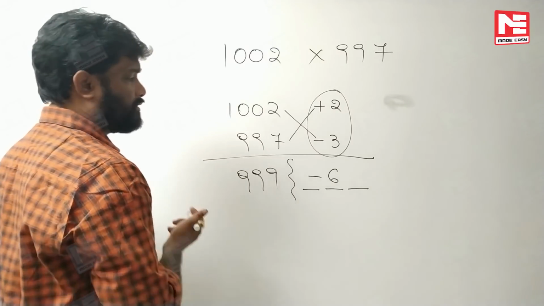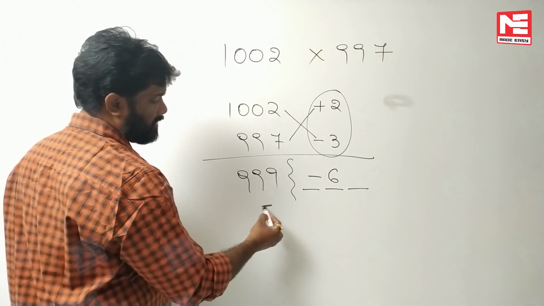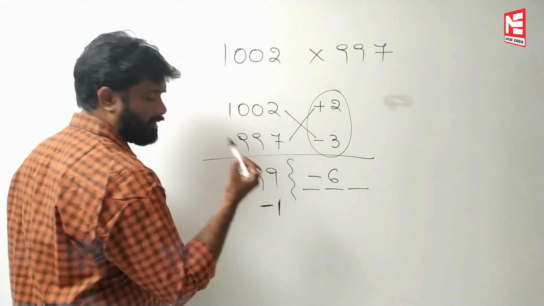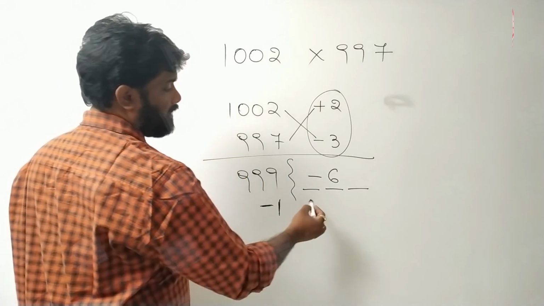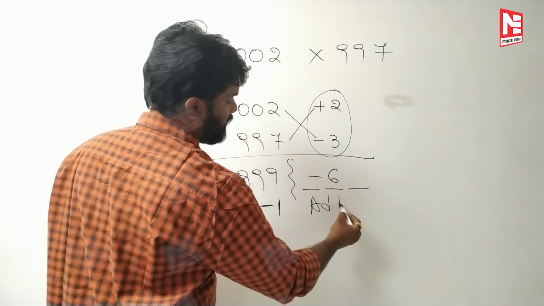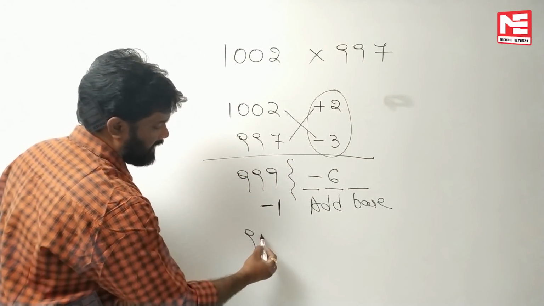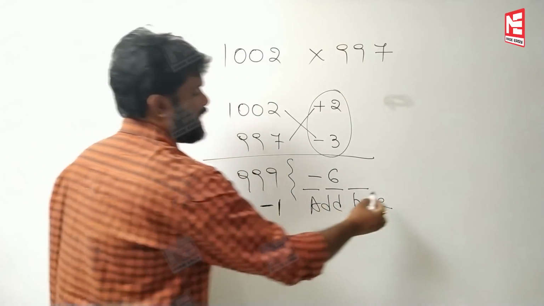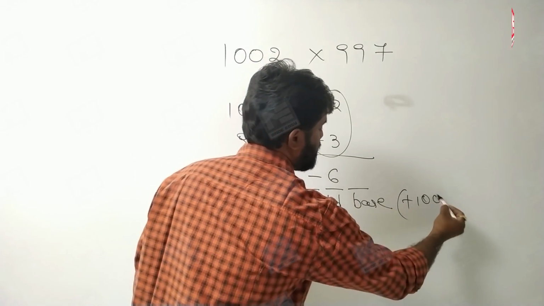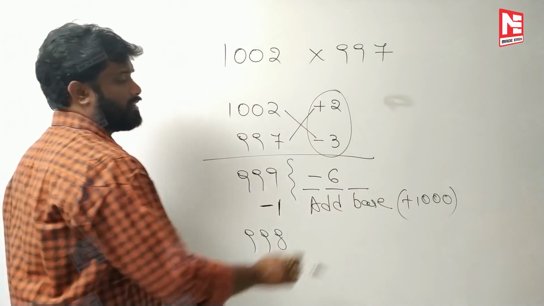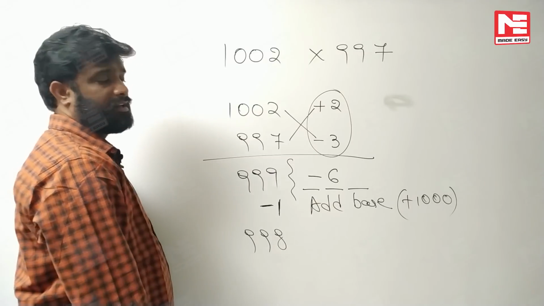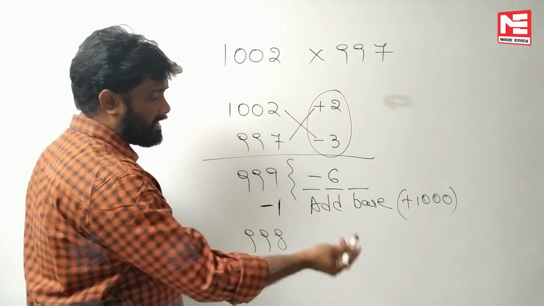That is meaningless. So what we do is always subtract 1 from the left side number, and add the base number, the reference number, on the right. 998 is the left side part. What is the base number to add? Plus 1000 should be done here. Plus 1000. What is 1000 minus 6? 1000 minus 6 is 994.